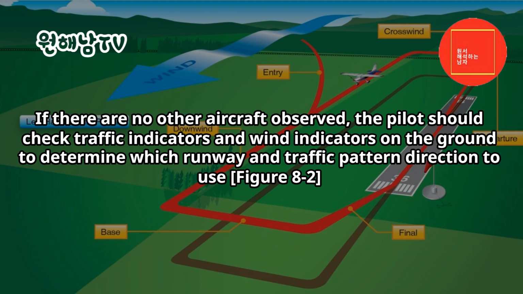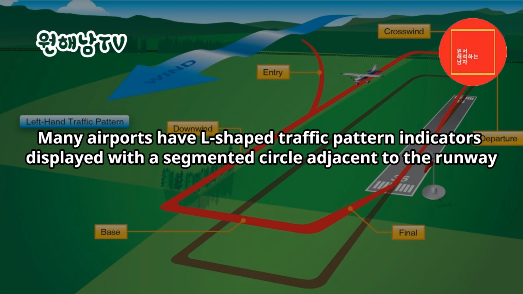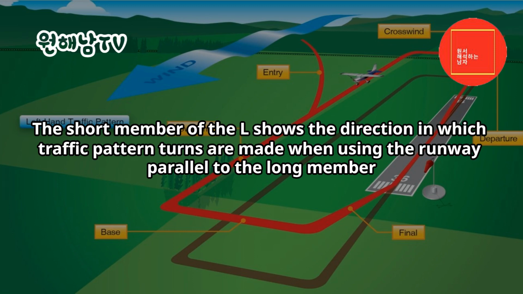Figure 8-2. Many airports have L-shaped traffic pattern indicators displayed with a segmented circle adjacent to the runway. The short member of the L shows the direction in which traffic pattern turns are made when using the runway parallel to the long member.